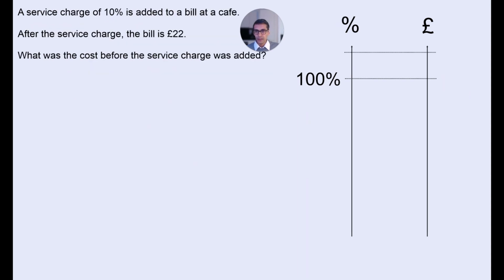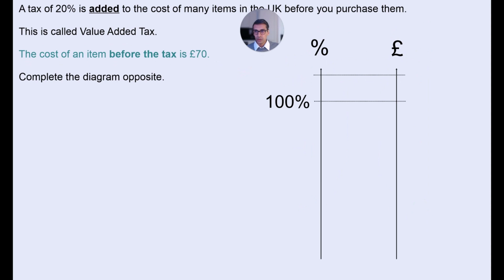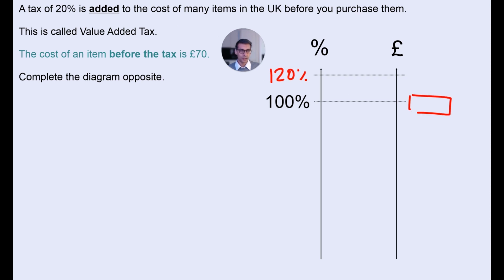Okay, let's do one more question before you do an exercise. Okay, so pause the video and have a go. So this is again an added question. I'm going to go through the answer in 3, 2, 1. So 20% is added, so we're paying 120% of the original price, which we don't know. What we are paying is 70. Oh, no, I misread the question. The cost of the item before tax is 70.